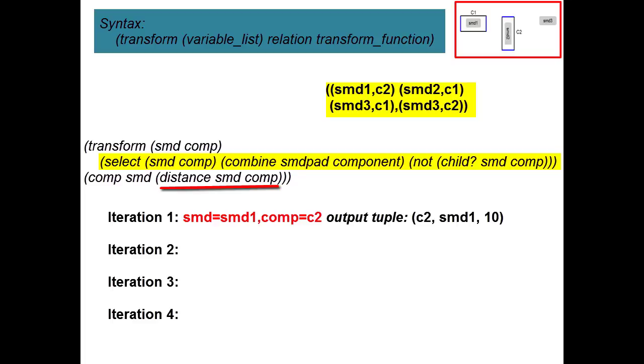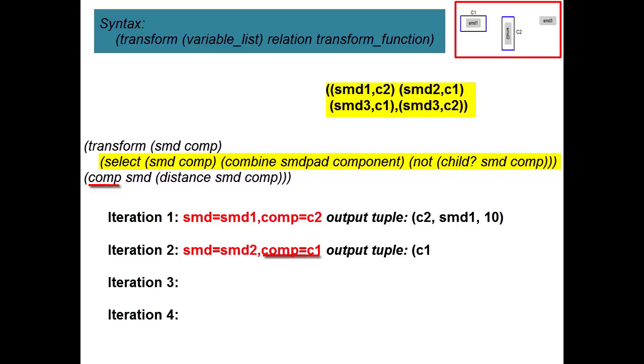For the second iteration, the SMD2 object will be assigned to the SMD variable, and the C1 object will be assigned to the comp variable. The tuple for the second iteration will be the objects stored in the variable comp, the object C1, the object stored in the variable SMD, the object SMD2, then the number returned by the distance measurement, the distance from the object stored in SMD, SMD2, to the object stored in the variable comp, C1.